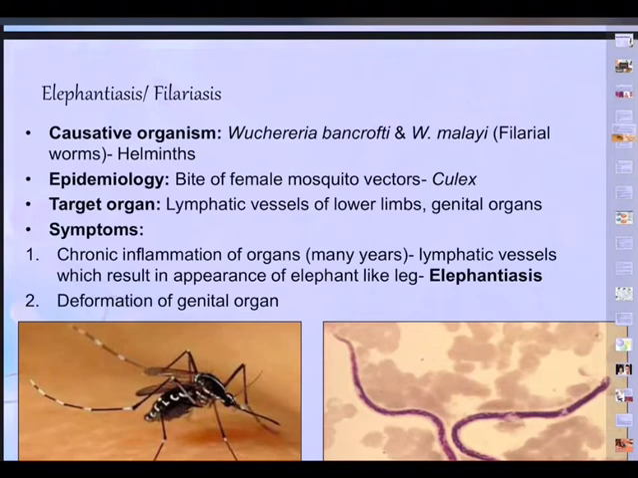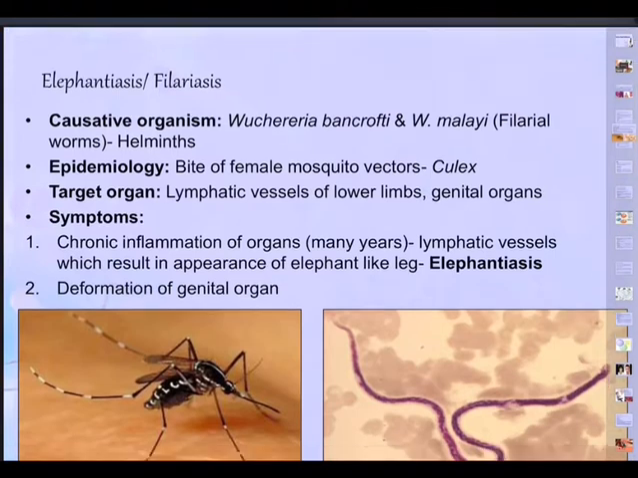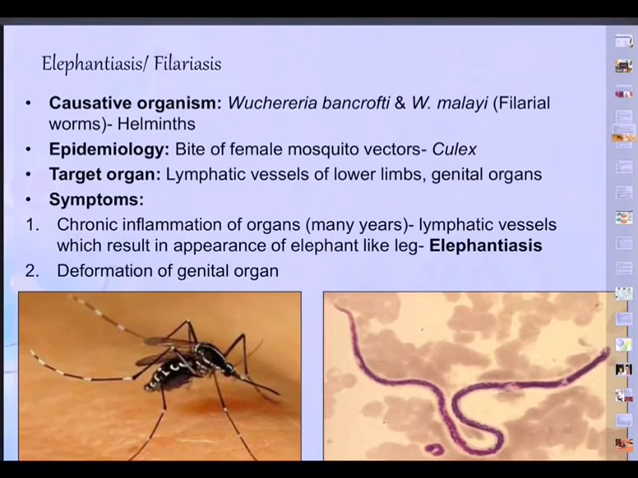Epidemiology: bite of the female mosquito, Culex. You see, in case of malaria, we said female Anopheles mosquito. Here, female Culex. Again, both are females. And the target organ here is the lymphatic system. So, lymphatic vessels present in lower limbs, genital organs, etc.